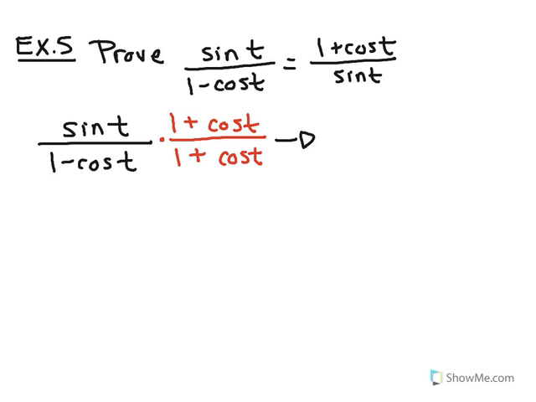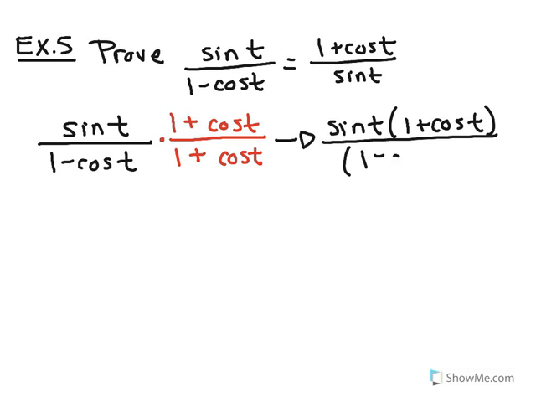So let's go ahead and do the multiplication. I'm just going to rewrite my numerator as sine t times 1 plus cosine t. I am not going to distribute. You can if you want to, it's not going to change anything. And my denominator, once again, looks like a difference of perfect squares. So I'm going to write that as 1 minus cosine squared t. So this looks a lot like the Pythagorean identity. So let's rewrite it and see that when I manipulate it, I get exactly what I'm looking for.